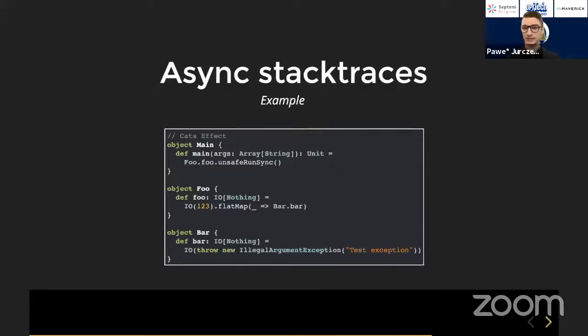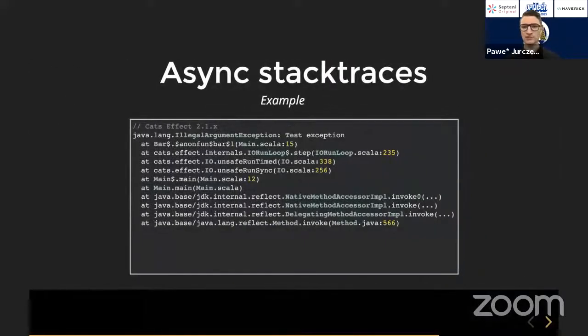What exception do we get here? The exception is pretty standard. A couple of things worth mentioning here. The exception is correct, it's IllegalArgumentException. The message is correct, it's test exception. The bar method is there, and unfortunately, the foo method is not there again. So we've also lost a valuable, important piece of information, basically the information about how the asynchronous processing really started.